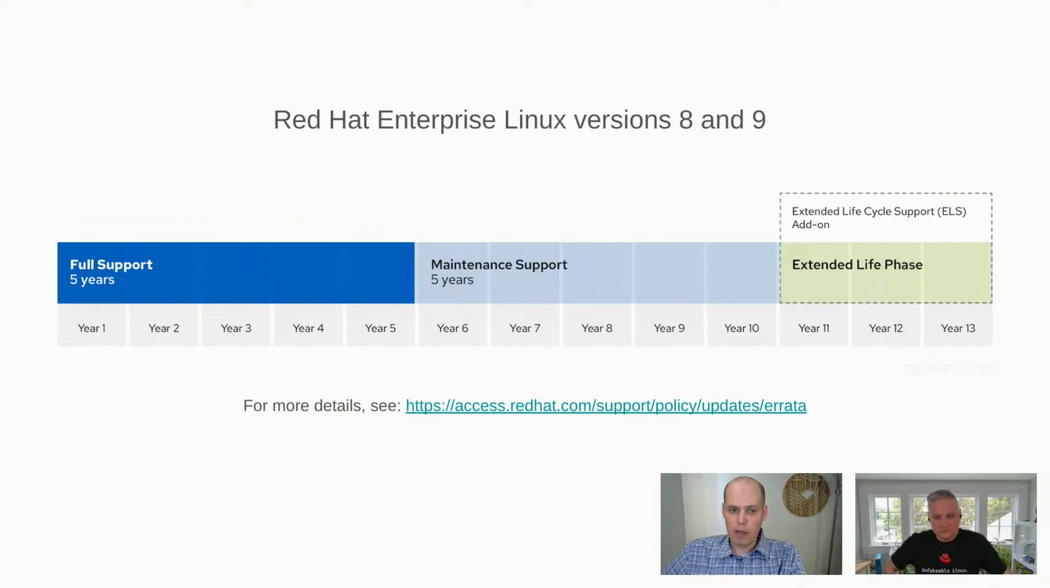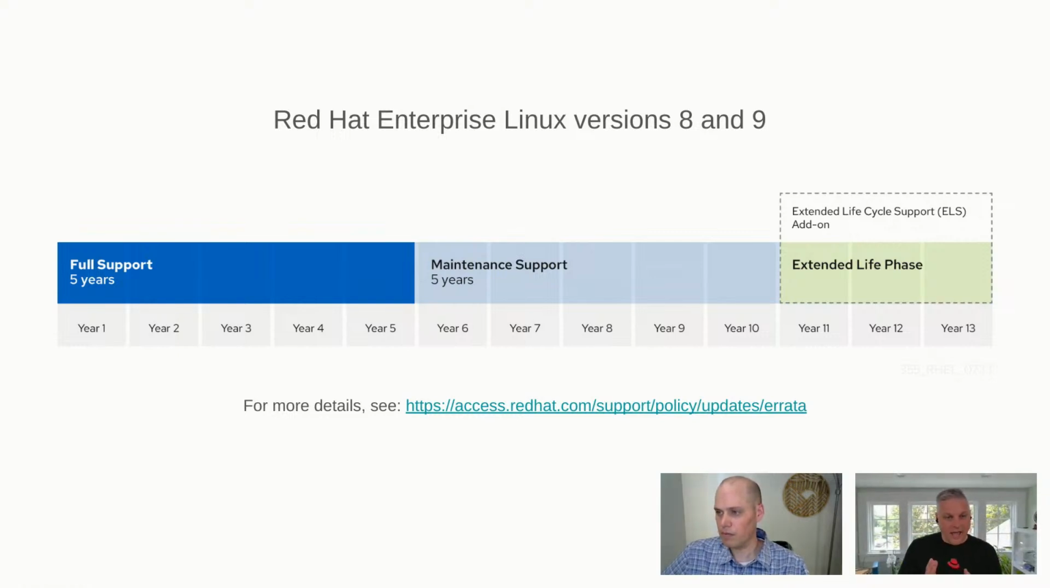The full support, this is where we're going to be introducing things like hardware enablement, new features, new functionality. This is where we have new minor releases coming through. And this is where we'll also be fixing Red Hat defined critical and important security errata and things like that. So that's the full support phase. After 5 years, we then transition into maintenance support. Scott, do you want to talk a little bit about maintenance support?